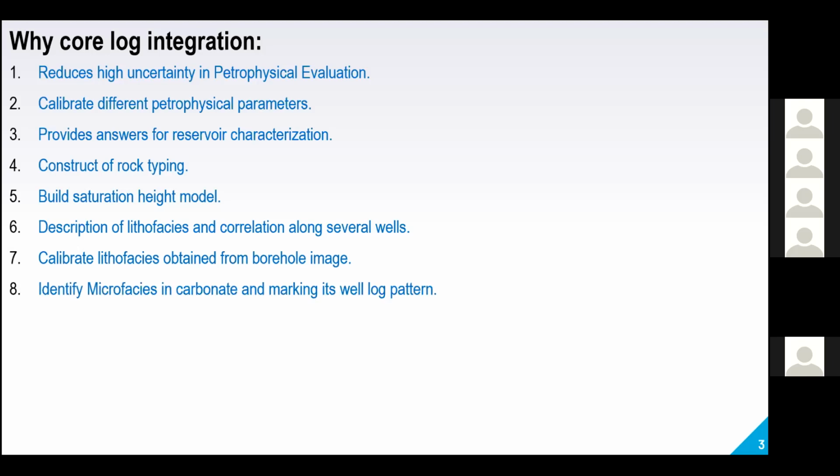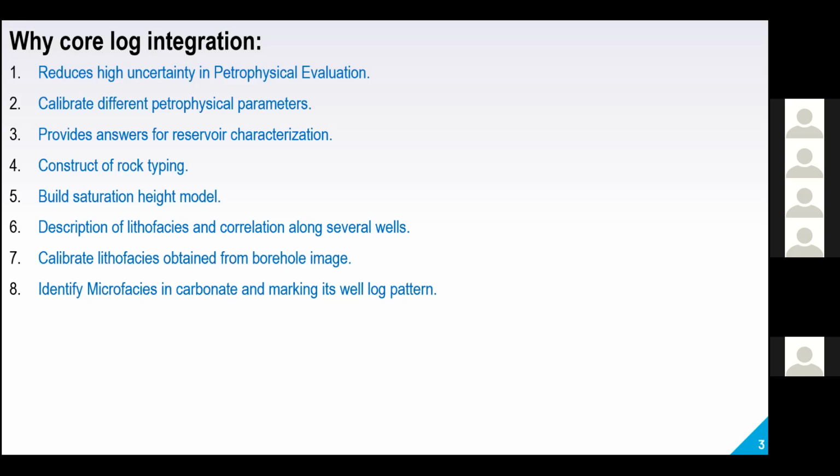The last reason: when you are doing a formation evaluation for carbonates, you need to acquire a thin section to know the microfacies of your reservoir, because the microfacies in carbonates always reflect the reservoir quality. You can't say that mudstone is better than grainstone as a reservoir. It's always grainstone that is better than mudstone. So you need to identify the microfacies based on the thin section and correlate these microfacies with your well log pattern.